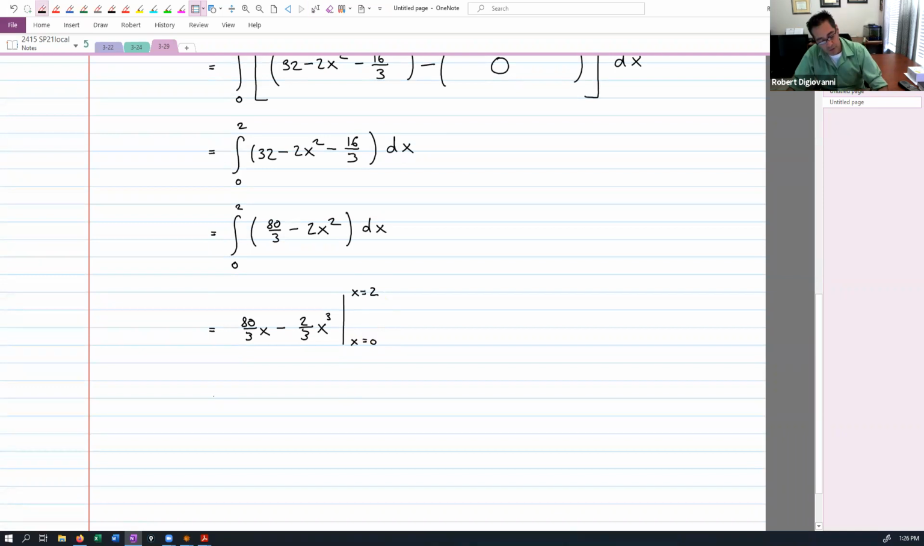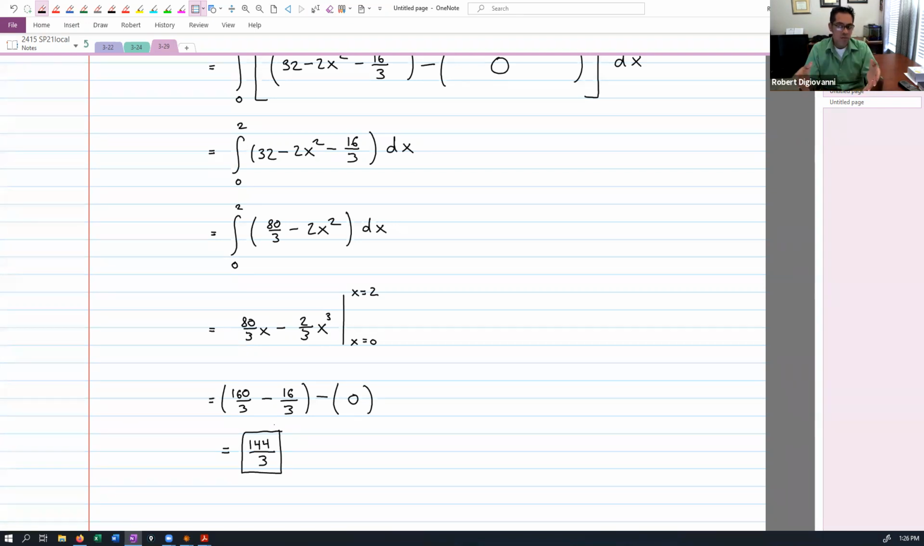And now we just plug in 2 for x. So if we plug in 2 for x, we get 160/3 minus 8, 16/3. And then minus, now we plug in 0 for x and we get 0. So what is that, 144/3? There it is.